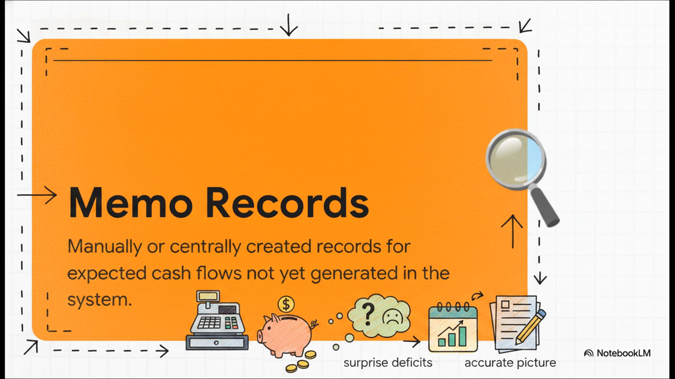And they solve that awful universal pain point, the surprise deficit. You know the one, when a huge outgoing payment is planned but it hasn't officially posted, so your current cash balance is looking artificially high and giving you a false sense of security. Memo records fix this. They bring those future pending transactions right into today's cash flow analyzer, giving you a truly accurate, realistic picture of where you actually stand.